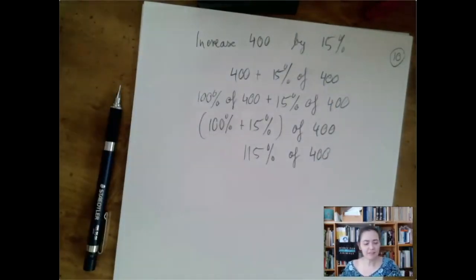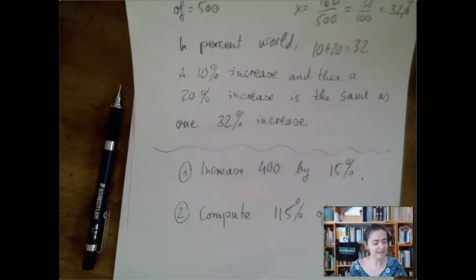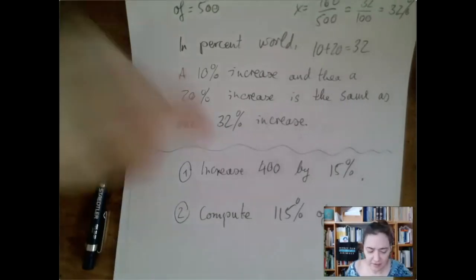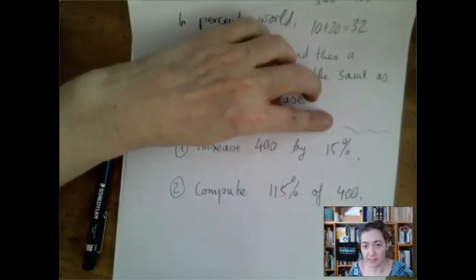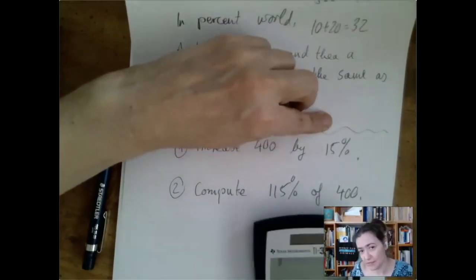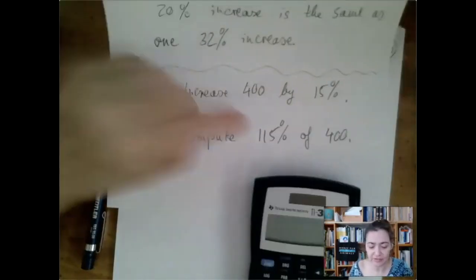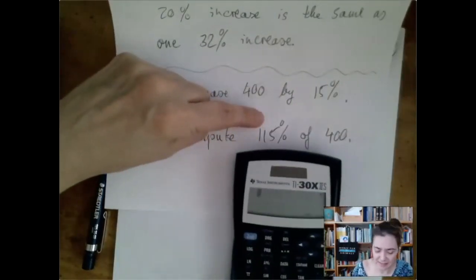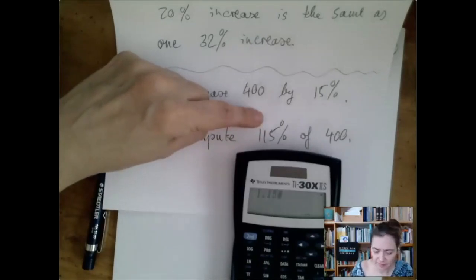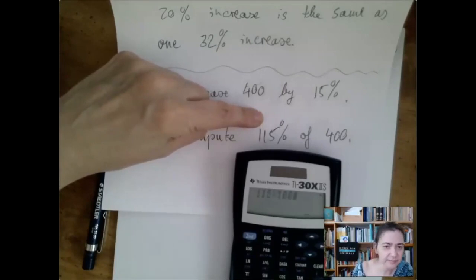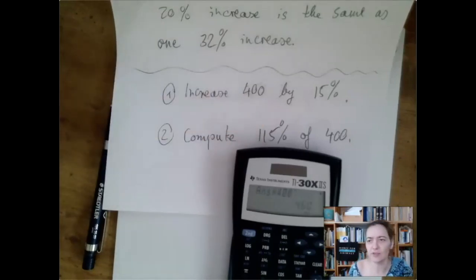So the quickest way to perform this is like this. If something starts with 100% and we increase it by an extra 15%, that's 115%. So we're going to compute 115% of 400. That as a decimal is just going to be 1.15. You can first make sure, 115 divided by 100, and then you multiply that by 400. It's very little button punching. Isn't that sweet?